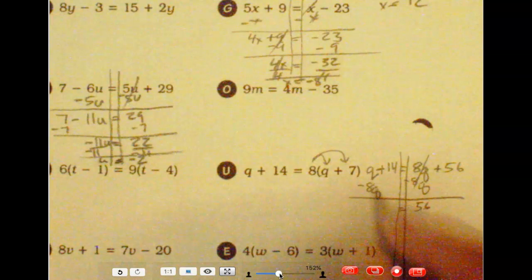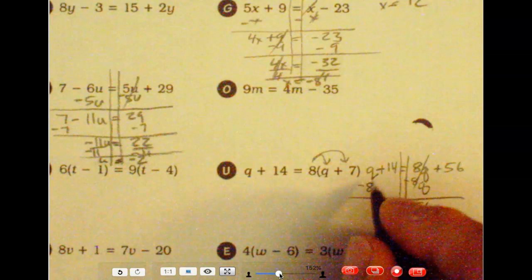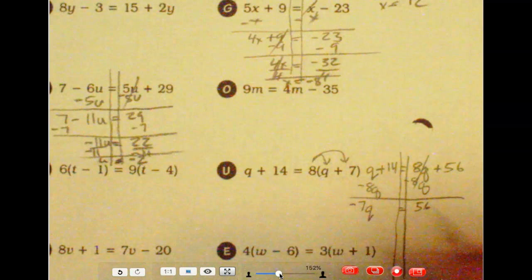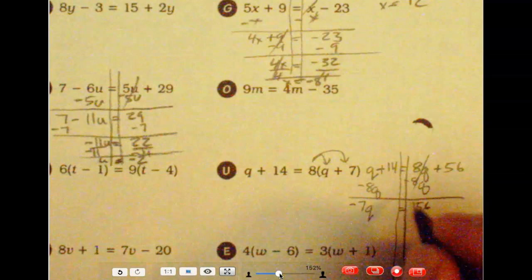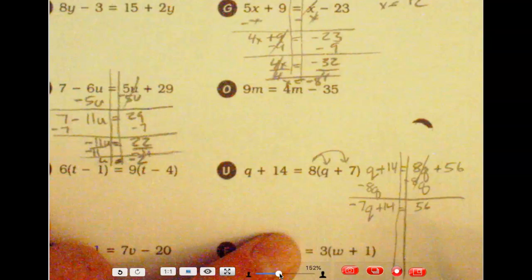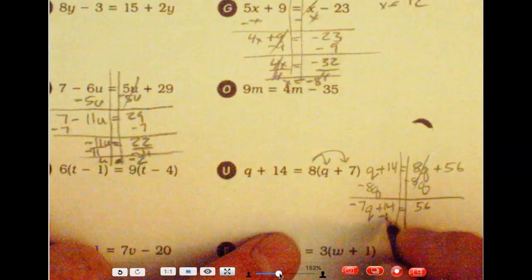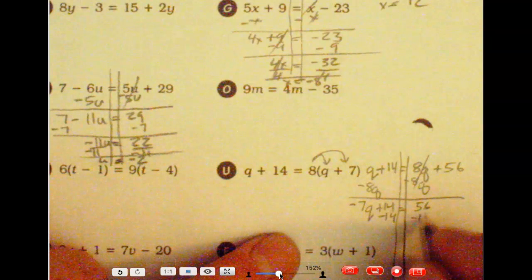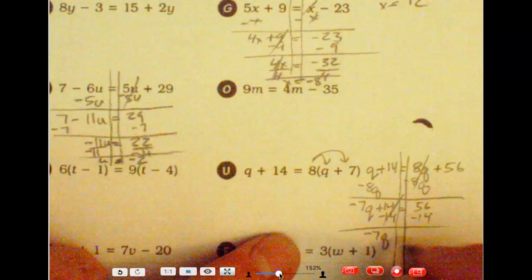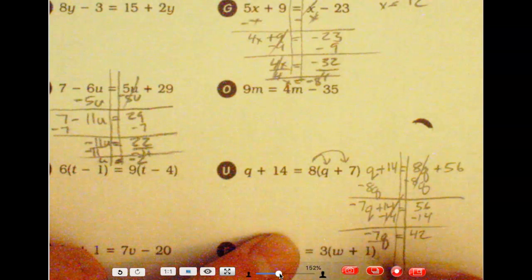And now on this side, we've got a different sign. So the difference is going to be negative 7Q plus 14. So I'm going to subtract 14 here, subtract 14 here. Now I've got negative 7Q equals 42. So I'm going to divide by a negative 7 on both sides.